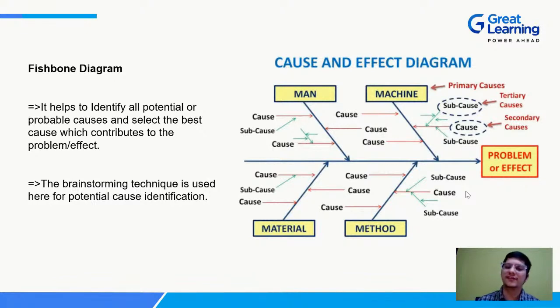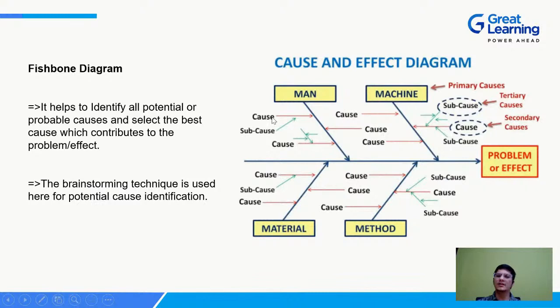So how does a fishbone diagram look? Again, these templates are readily available in PowerPoint. You can map this out in Excel. There are a lot of tools and templates available online. So what do you do in a cause and effect diagram? Essentially, in the cause and effect diagram, you map out man, machine, method, and material.